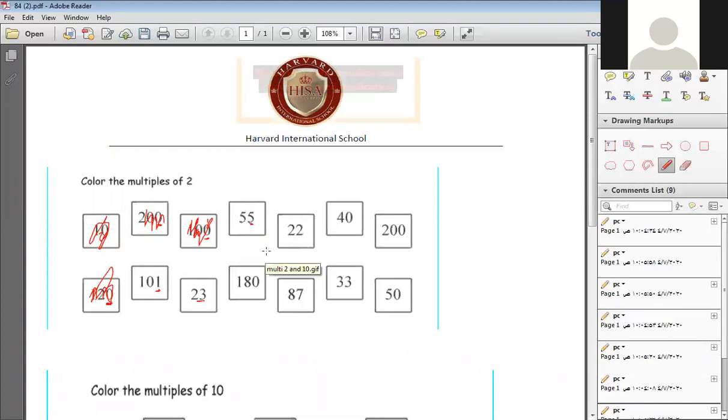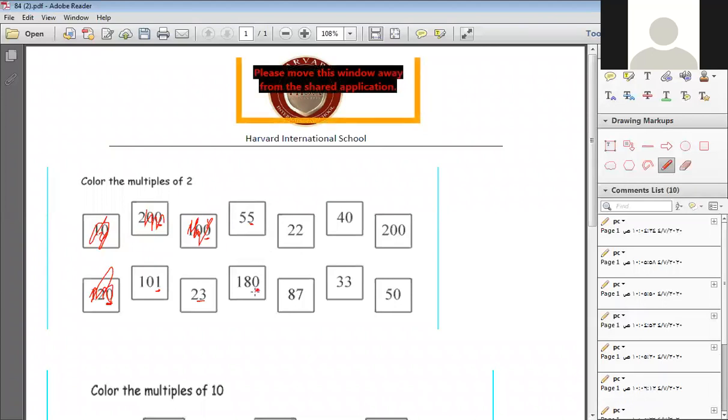So it will not be a multiple of 2, because 5 is odd. I'm searching only for the even numbers. What about 180? Ends with what? Ends with the 0? Yes, 0 is even, so I will color it, because it will be a multiple of 2.